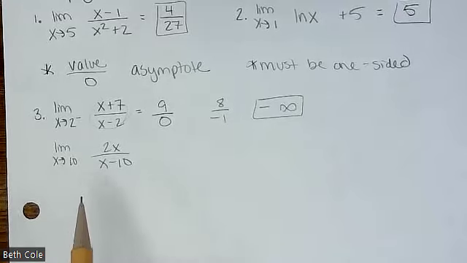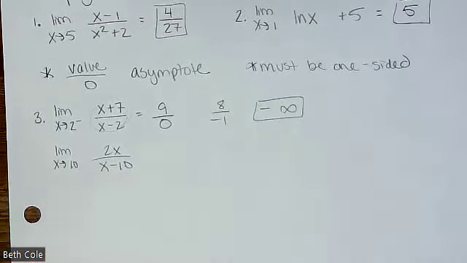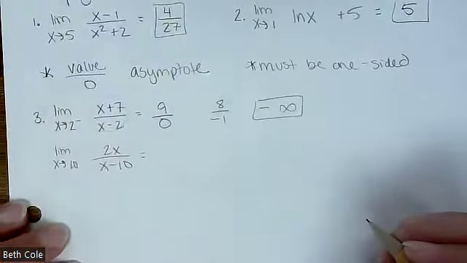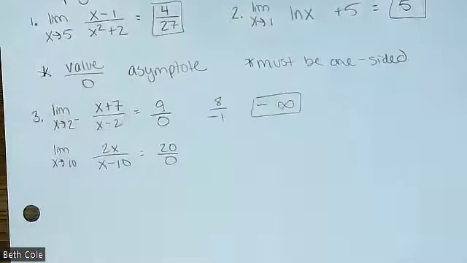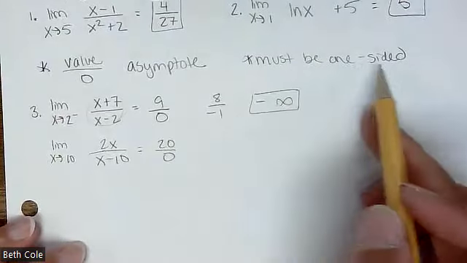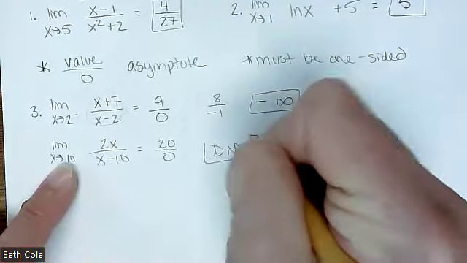So you want to just plug in the value. Your first thought is always plug in the value. So if you plug in 10, what are you going to get? 20 over 0. You then want to go, oh, that's a number over 0. That means asymptote. So your next question is, is it one-sided? No, so it has to be does not exist.